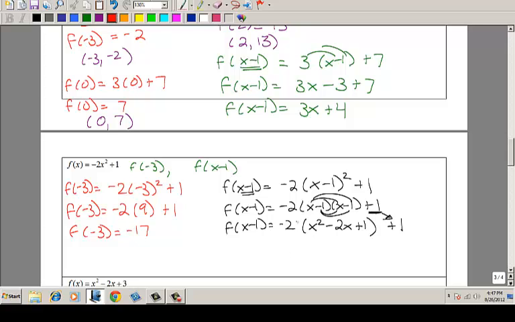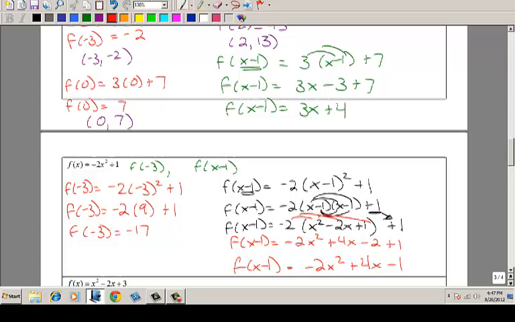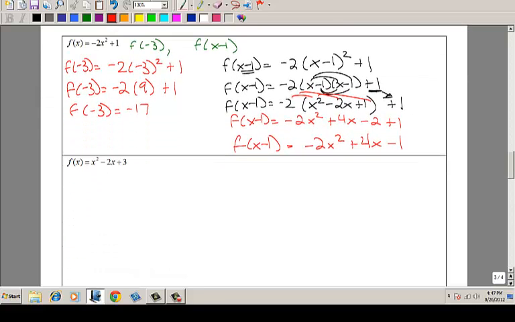Now I'm going to distribute this negative 2. f of x minus 1 is equal to negative 2x squared plus 4x minus 2 plus 1. Finally, combining like terms would give me negative 2x squared plus 4x minus 1. So f of x minus 1, for this f of x equal to negative 2x squared plus 1, is this negative 2x squared plus 4x minus 1. Okay, what we did there again is just like we did in everything else. We substituted x minus 1 for the value of x in our given problem.